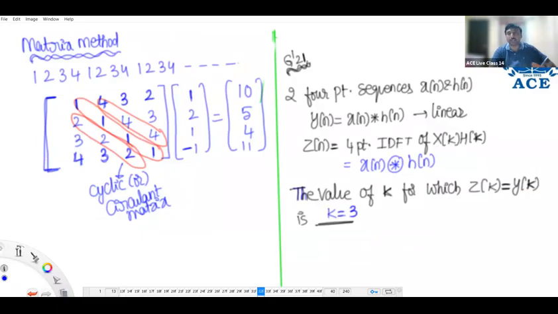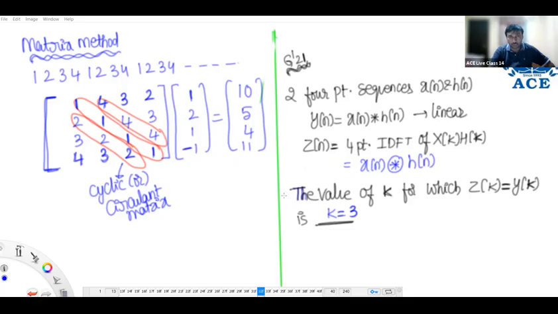Actually, that fellow has given it for 16 points. For my convenience, I have modified that to 4 points. The question is framed for 16 points, sir. If two 16-point sequences are taken, then the answer will be equal for k equals 15.